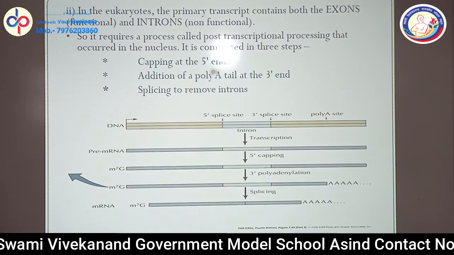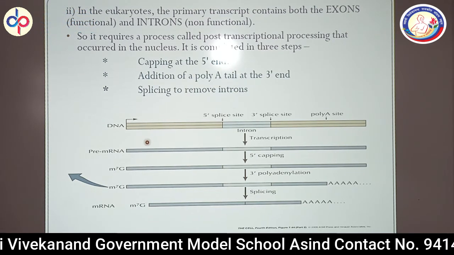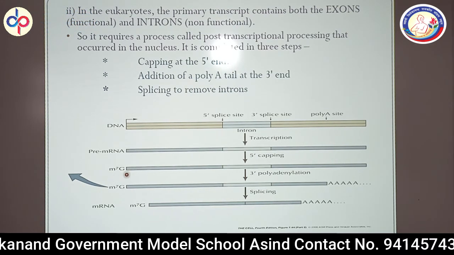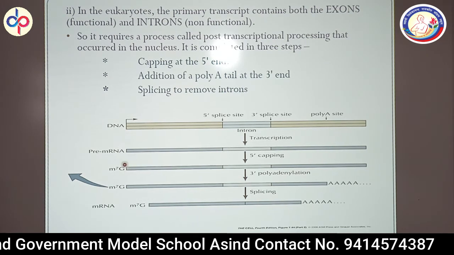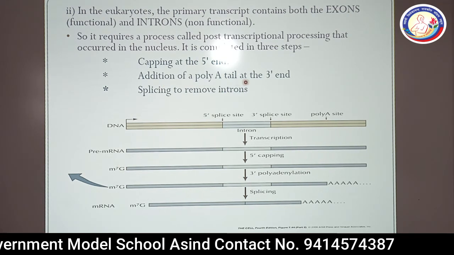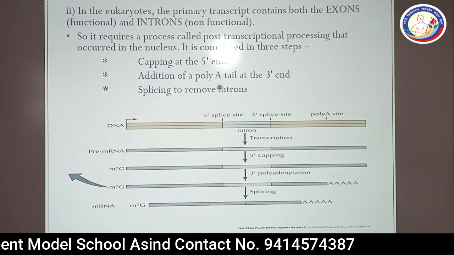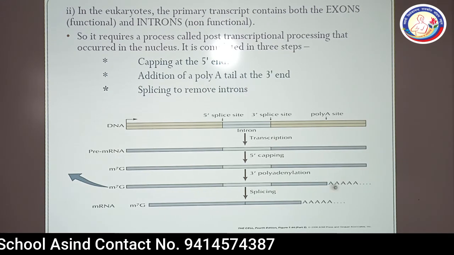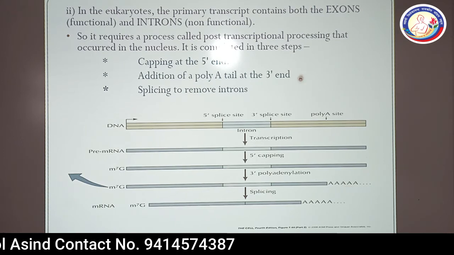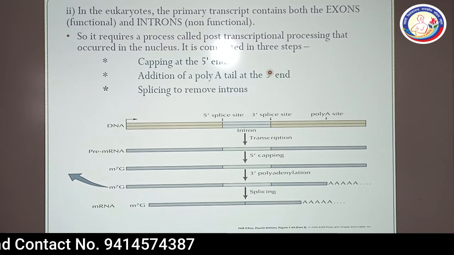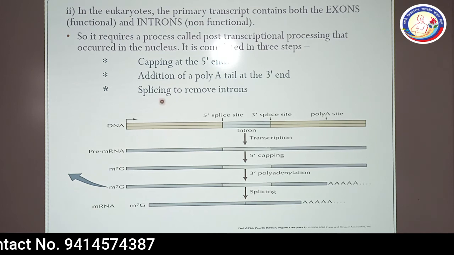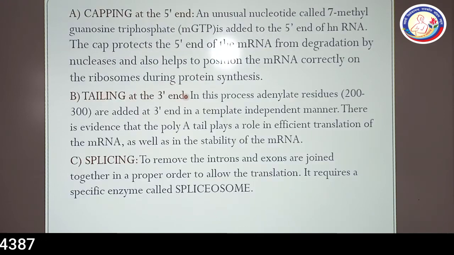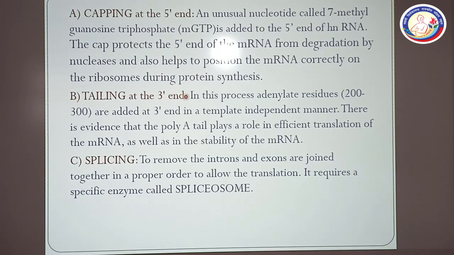The first is capping at the 5' end. At the 5' end, a 7-methyl G nucleotide will attach. On the other hand, at the 3' end, addition of the poly-A tail: adenosine will bind to the 3' end and form a long poly-A tail. And the third is splicing to remove introns. You can see introns are removed from the hnRNA. You can see the steps.